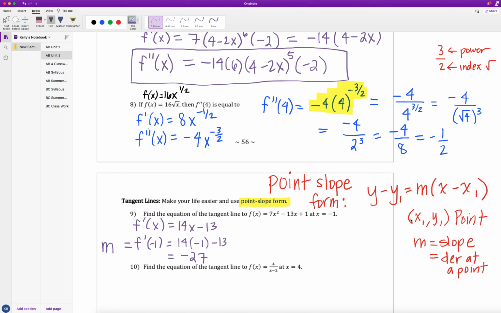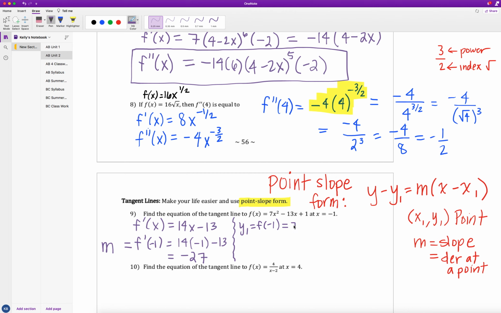Now, I also have my x1. They gave it to me, x equals -1, but I don't have a y1 given. How can I find my y1 value? Well, I could find my y1 value by substituting -1 into the original function. So y1 will be equal to f of -1, since the way I get a y value is by plugging an x value into that function.